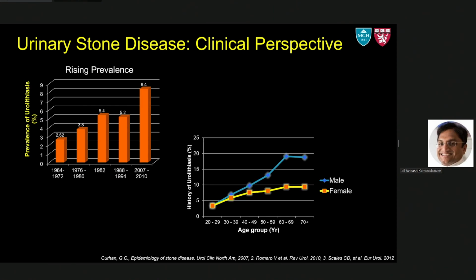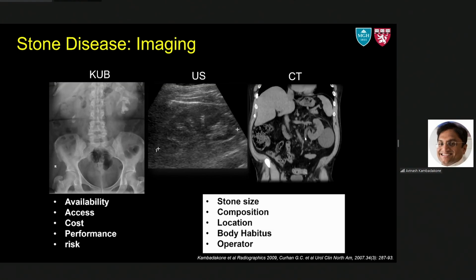And if you look at the trends, some of the recent studies have shown that the prevalence of urinary stones has progressively increased in the past few decades, not only in the industrialized nations, but also in the third world countries. Imaging has a central role in the diagnosis of stone disease. Now, the different imaging modalities which are used in the management of stone disease include plain radiographs, ultrasound, and CT.